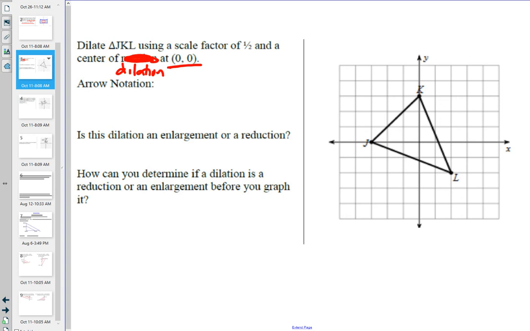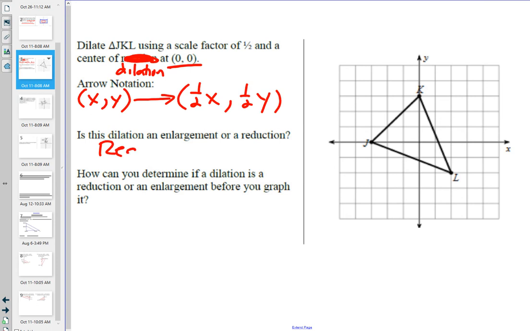So when the center of dilation is the origin, it's a lot quicker because all you have to do is multiply. First, let's write this in arrow notation. Arrow notation says, okay, we're going to get every x and y. And then they want us to apply a scale factor of 1/2. So what type of dilation is it going to be? It is going to be a reduction. And then all I would write is 1/2 x and then 1/2 y.